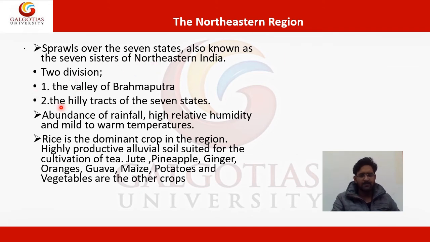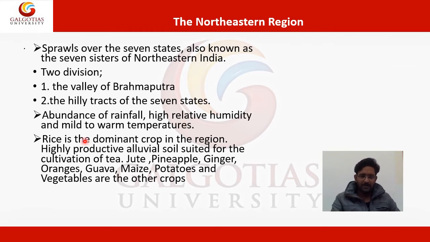There are two divisions. The first is the valley of the Brahmaputra. Brahmaputra is the longest river on that side. Second, the hilly tracts of the seven states. So this region, the combination of seven states, can be divided mainly into two parts. One is the valley of the Brahmaputra river, and second is the hilly tracts of the seven states.